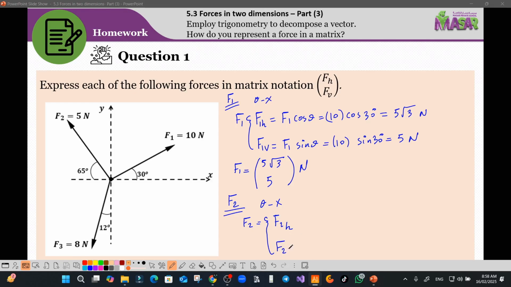F2v. Now this is the second quadrant. In the second quadrant, the forces are up for the vertical, left for the horizontal. So positive for only the vertical and negative for the horizontal. Again, the cosine should be applied on the horizontal component and sine for the vertical component.